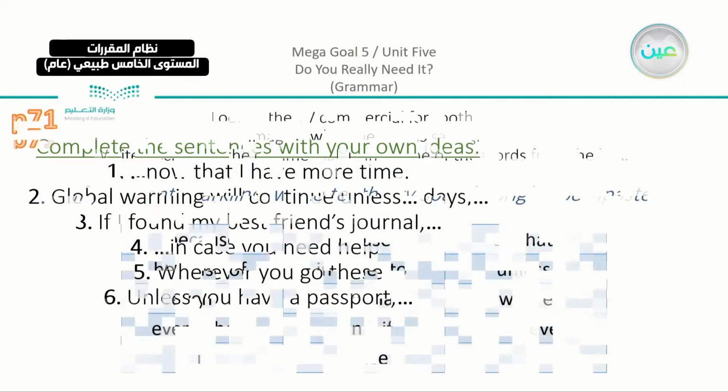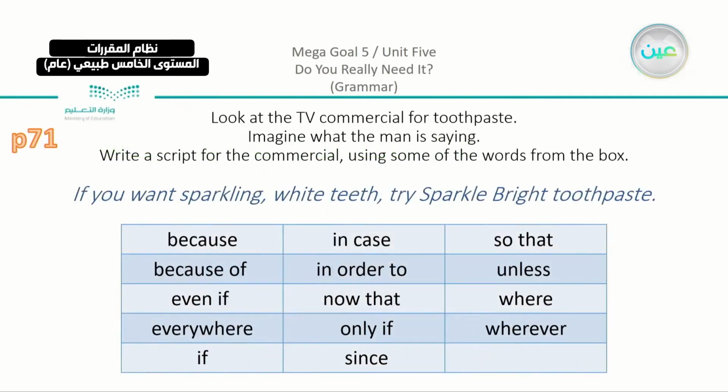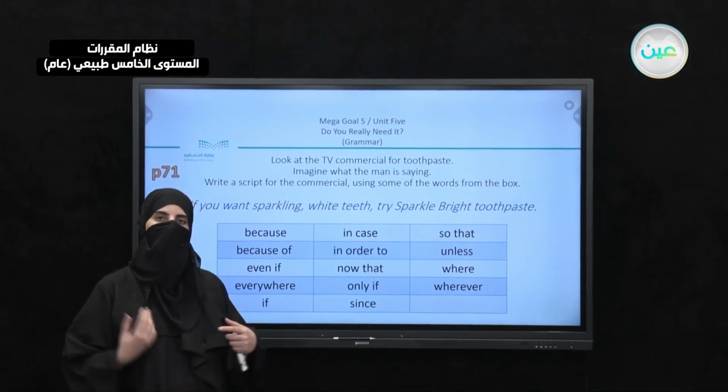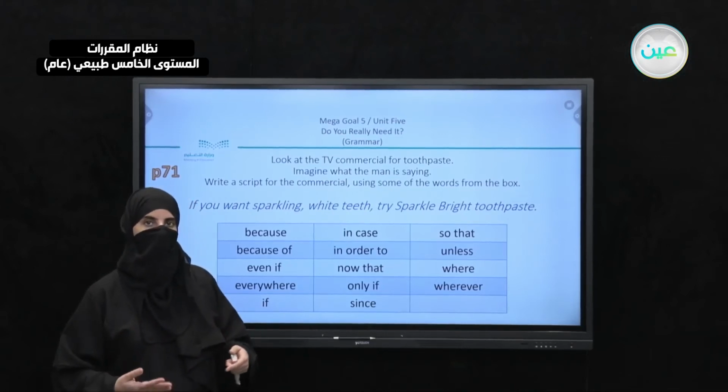Also, after that, we have here, look at the TV commercial for toothpaste. Imagine what the man is saying. Write a script for the commercial using some of the words from the box. Now here, you can just use your imagination and think about a commercial. Now the commercial here, just remember the storyboard. Remember how you were the producer or the writer, and imagine that you are going to make a commercial.